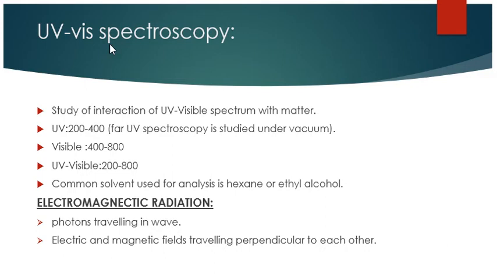Now, what is actually the electromagnetic radiation? Electromagnetic radiations are actually the photons that are traveling in the form of wave. They have dual nature. They have the nature of energy, the nature of matter, as well as the abilities of a wave. So these are the electric and magnetic fields traveling perpendicular to each other. This is termed as wave particle duality, possessing both wave like and particle like characteristics.